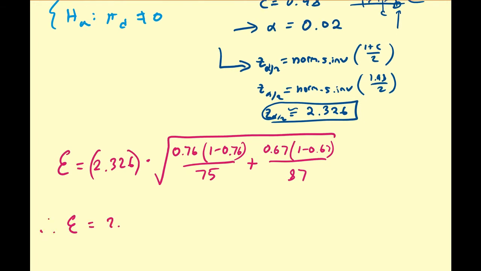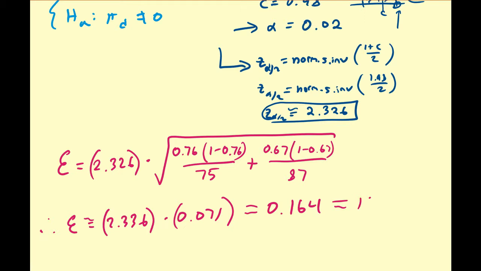If you do this correctly, the square root term should come out to approximately 0.071. That's going to give us a margin of error of about 0.164, which is the same thing as 16.4%.